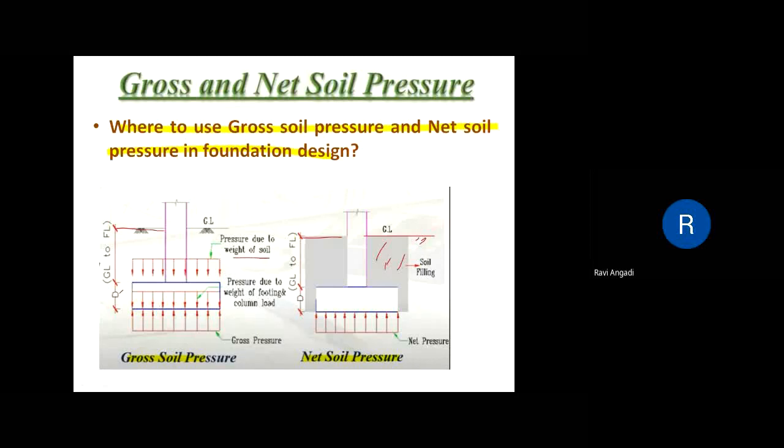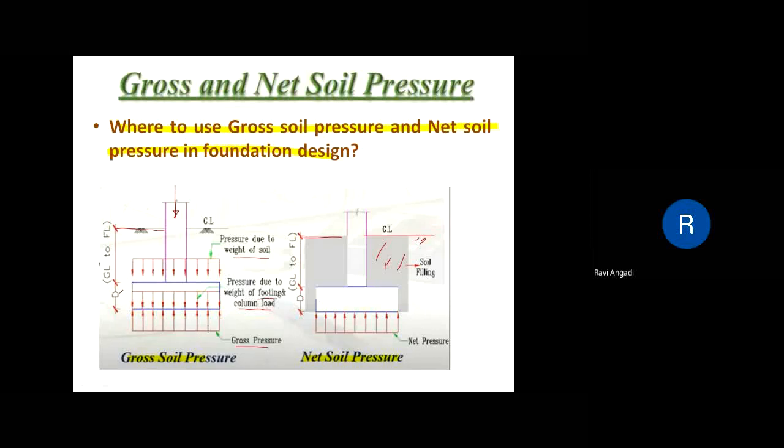Some more pressures are also acting here. What are those pressures? The pressure due to the weight of the footing, and also the column loads. Whatever load is coming on the column, as well as the self weight of the footing, a pressure is also acting here. Then the gross soil pressure means what? It includes both the pressure due to the weight of soil as well as the pressure due to the weight of the footing and the column load, which is subjected beneath the footing. That pressure we call the gross pressure.